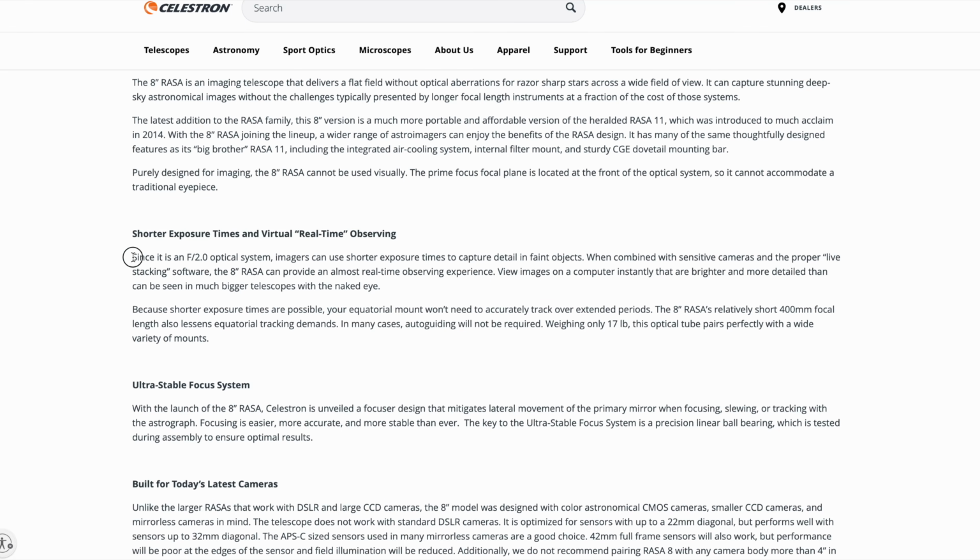Fast telescopes are all the rage. This is on the website of Celestron. "Since it is an f2 optical system, imagers can use shorter exposure times to capture detail in faint objects." While I love to use my native f2 telescope to capture faint objects, I love to use my native f11 telescope to capture faint objects just as much. Once we understand what happens to the light entering the telescope, it turns out it doesn't make that much of a difference. First, let's talk about what a focal ratio is.